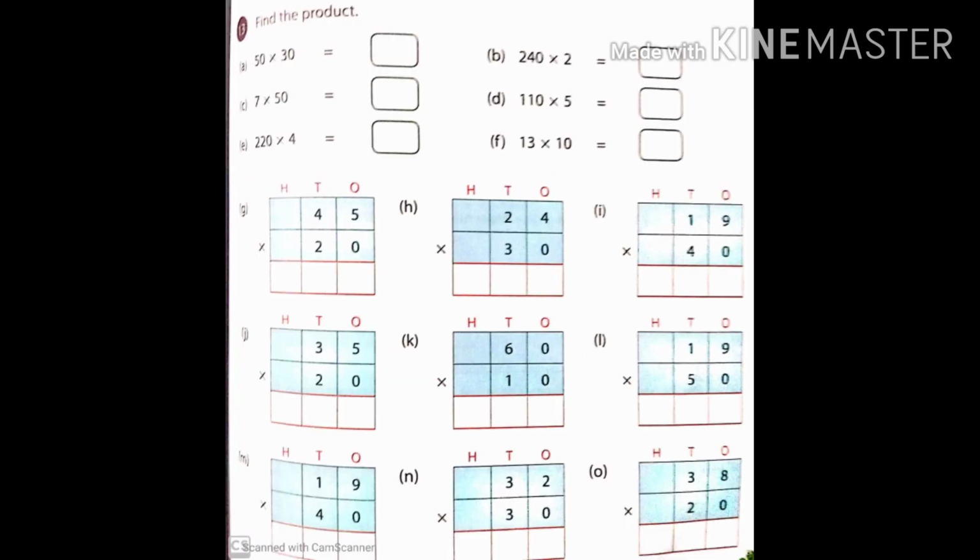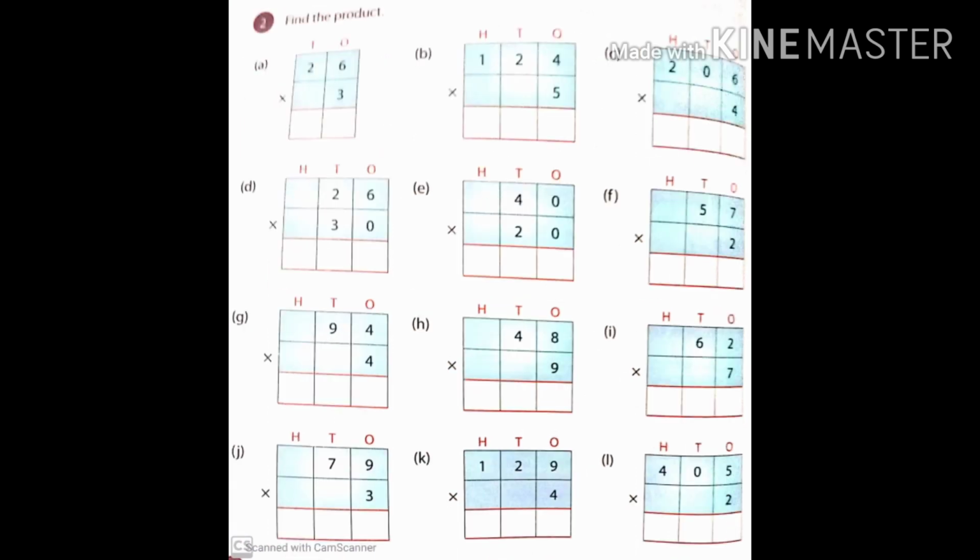Find the product. 45 into 20, 24 into 30, 19 into 40, 35 into 20, 60 into 10, 19 into 50, 19 into 40, 32 into 30, 38 into 20. Now you have to do this on your own.